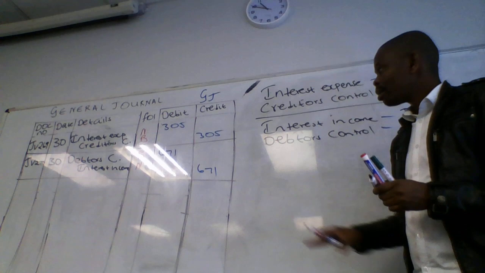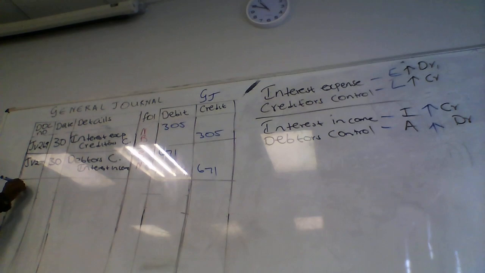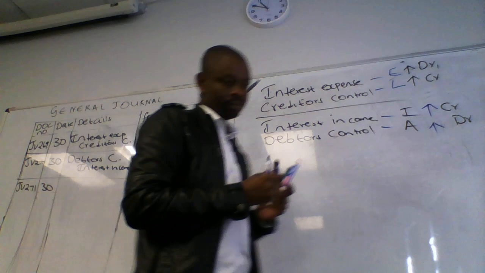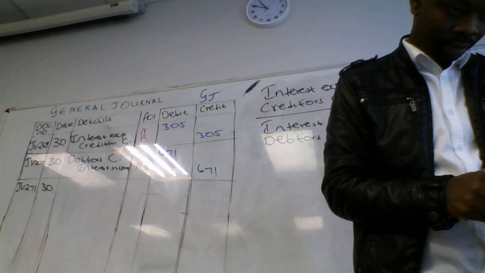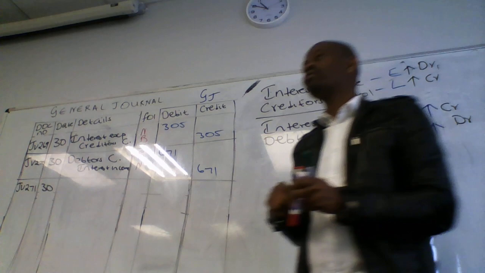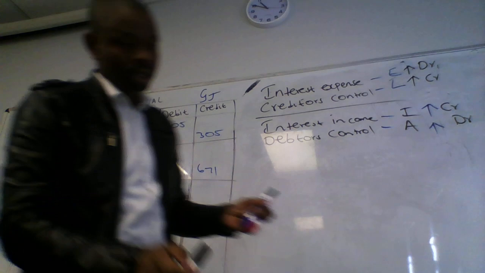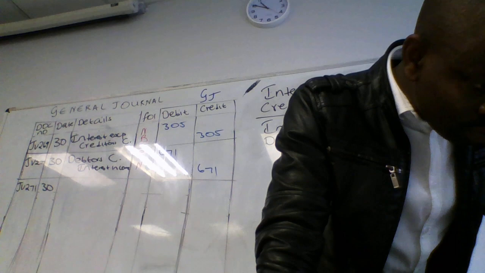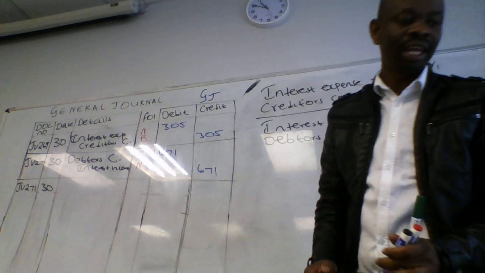Next. 271. Yeah, still on the 30th. Okay, this one, please just try to analyze for me, guys. I think we can do better because we've seen something like this before. The discount granted, no? And they referred you to somewhere, no? So it's similar to what we just did, no?